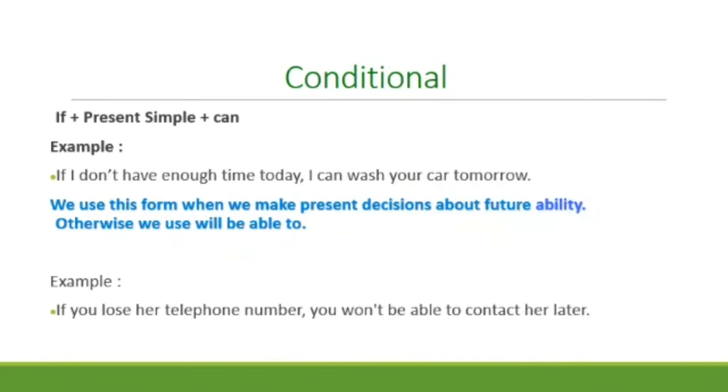In the first conditional, we also use if plus simple present plus can. In the if clause, we use the verb in the simple present, and in the main clause, we use can. For example, if I don't have enough time today, I can wash your car tomorrow. We use this form when we make present decisions about future ability. Otherwise, we use will be able to. Example: if you lose her telephone number, you won't be able to contact her later.